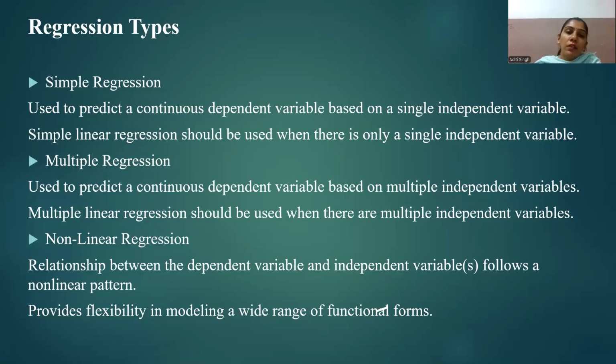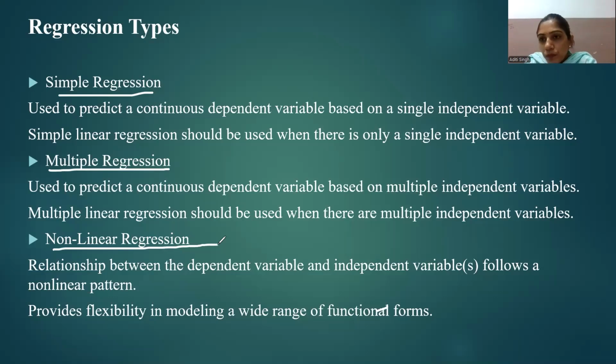The types of regression are three: simple regression, multiple regression, and non-linear regression. So what is simple regression? Basically, it is used to predict a continuous dependent variable based on a single independent variable.